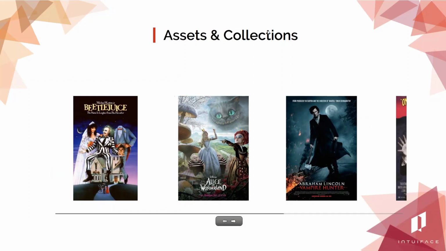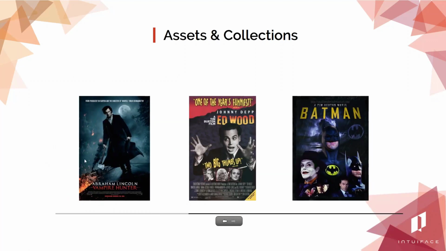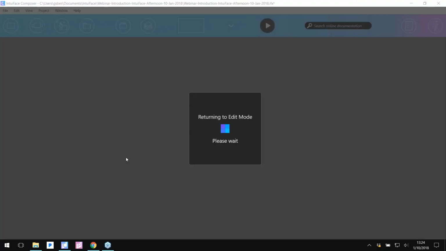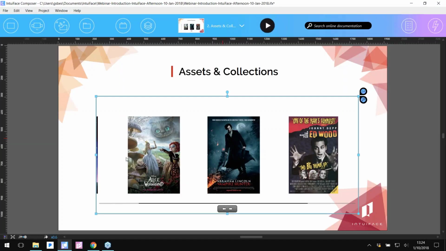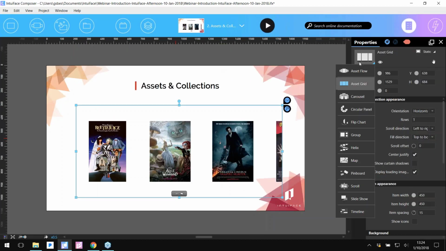Using my finger, I'm scrolling through this gallery of images. See that? And that's a typical way to use a collection as a gallery. I can put any combination of assets in the same collection. I can have images, videos, and documents in the same collection. I can have collections in collections. I can put groups inside the asset grid. Back to the properties panel. Let's do this.